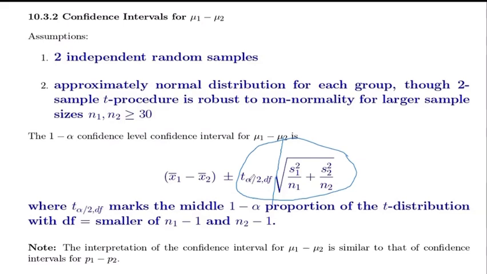And what about the degrees of freedom? When you take a sample size n1, you subtract 1. When you take a sample size n2, you subtract 1. Then the degrees of freedom is going to be the smaller of the two, because there's a possibility the sample sizes you choose from each population may not be the same. The degrees of freedom is always going to be the smaller value. I just wanted to take note of that.